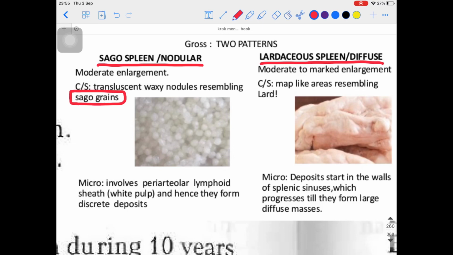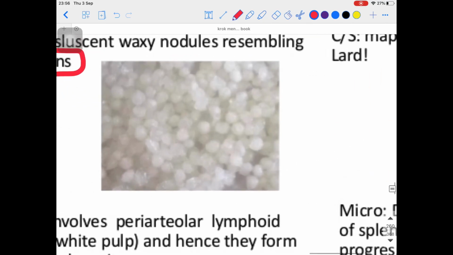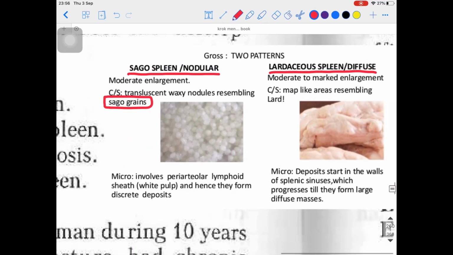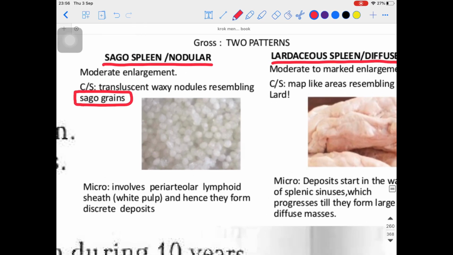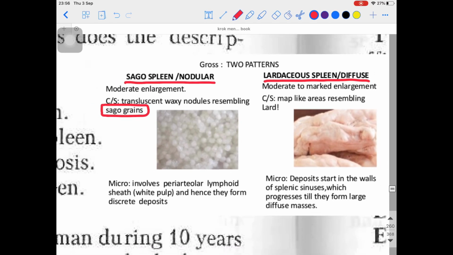So what are these sago grains? Sago grains are those sabudana. So you may remember the structure, how it looks macroscopically, how you can appreciate that. I hope you can remember and identify the same kind of structure over here. So sago grains, Sago spleen, or you can say sabudana spleen, whatever you like, for remembrance purposes.